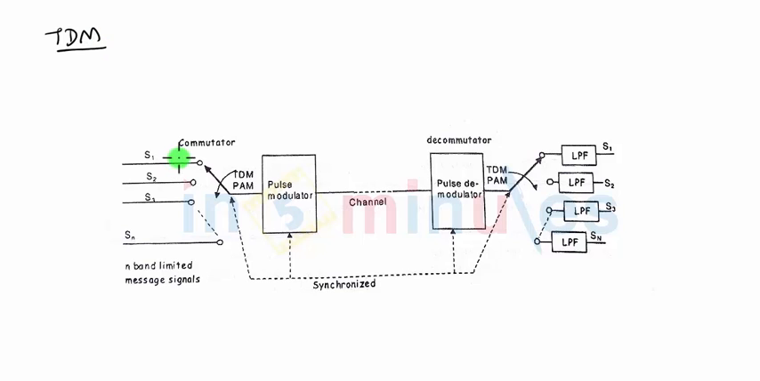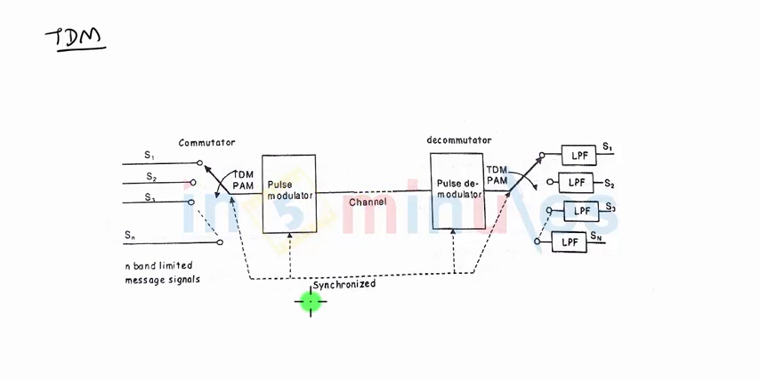You can see there are n number of input channels, S1, S2, S3 up to Sn, and there is this commutator switch shown which will keep on moving across all the input channels. These are n band limited message signals. We may have a block which is called pulse modulator, which will generate a specific pulse for each sample which is coming in. The output of this will be nothing but a rectangular pulse or any other pulse shape which will represent the incoming channel, and this will be further given to the channel for transmission.